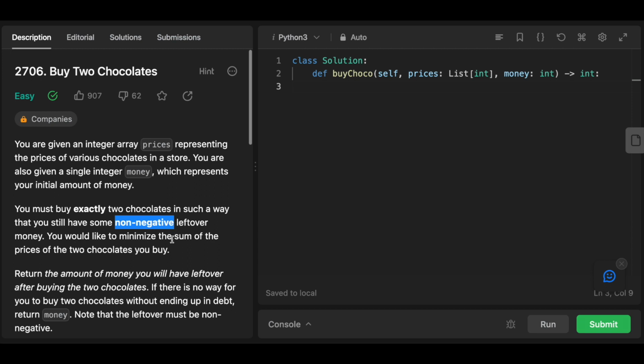You would like to minimize the sum of the prices of the 2 chocolates you buy, and then return the amount of money you will have left over after buying the 2 chocolates. If there is no way for you to buy 2 chocolates without ending up in debt, then just return the initial money. Note that the leftover must be non-negative.